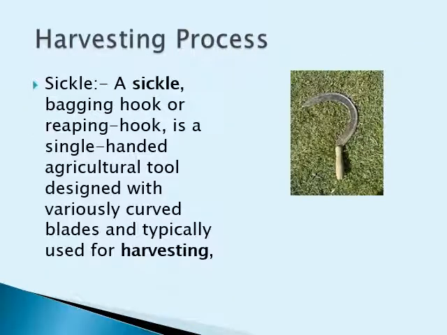Now, harvesting can be done by using various tools. A sickle or bagging hook or reaping hook is a single-handed agricultural tool designed with variously curved blades and typically used for harvesting process, reaping grain, crop, or cutting succulent forests chiefly for feeding livestock, either freshly cut or dried as hay.